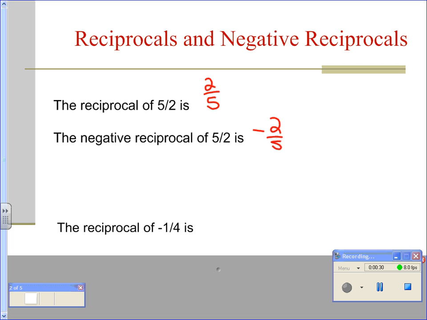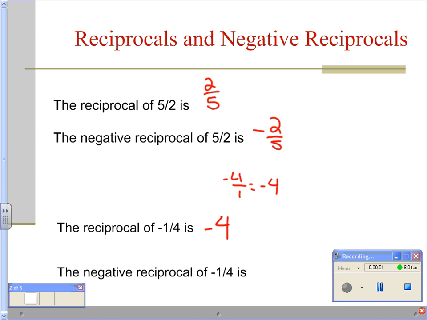The reciprocal of -1/4 is -4/1, which is just -4. Does that make sense? 4/1 is just 4. So 1, you don't need that in the denominator. The negative reciprocal of -1/4 would be what?